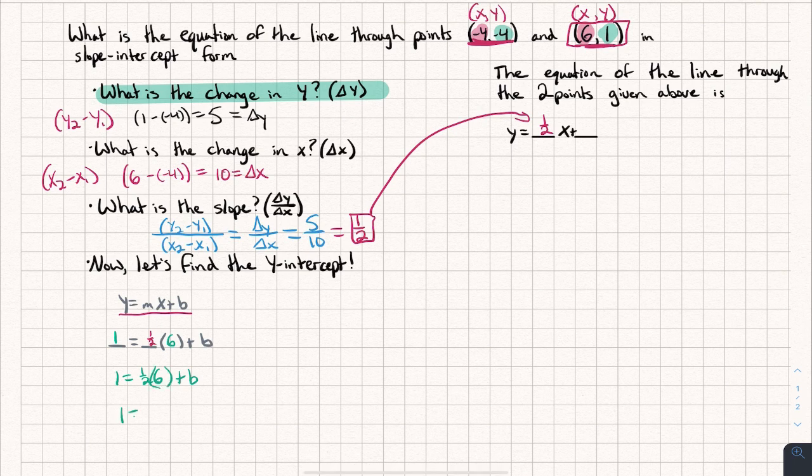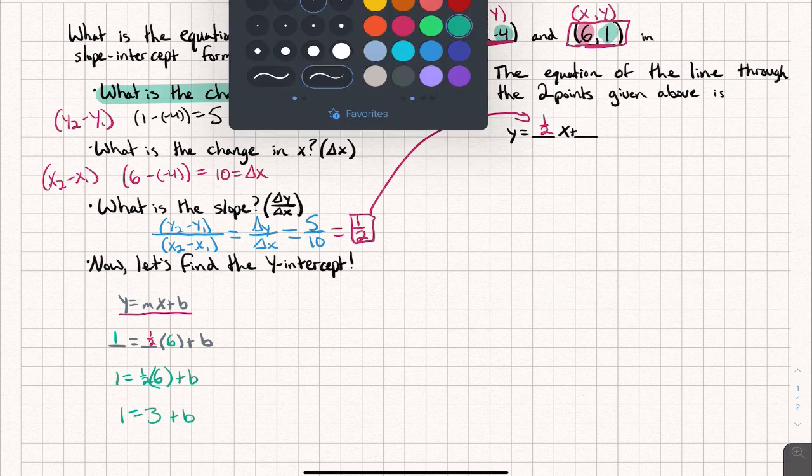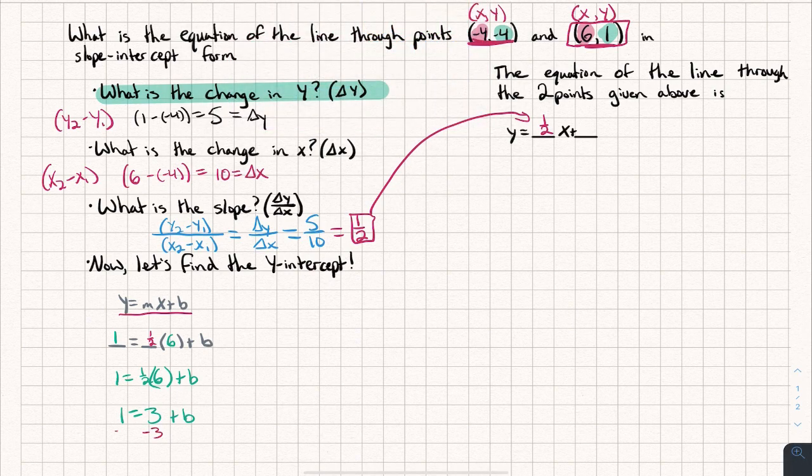Now, 1 equals 1/2 of 6, which is 3, and I have 3 plus b. So if I subtract 3 from both sides in order to preserve equality, I wind up getting that b is equal to -2. So if b is -2, that means that when x is 0, y is -2.